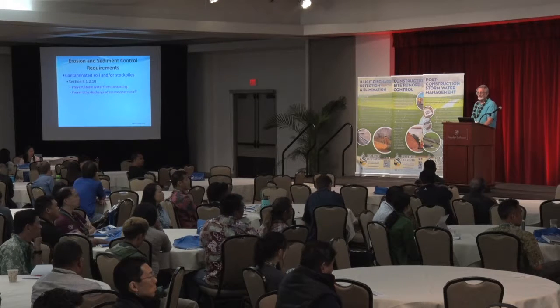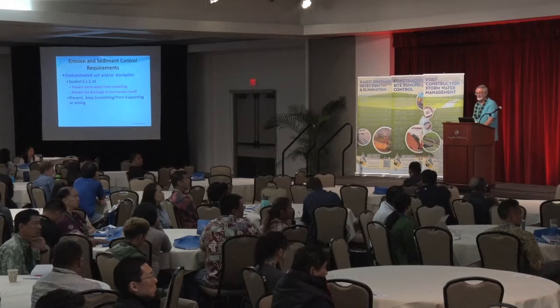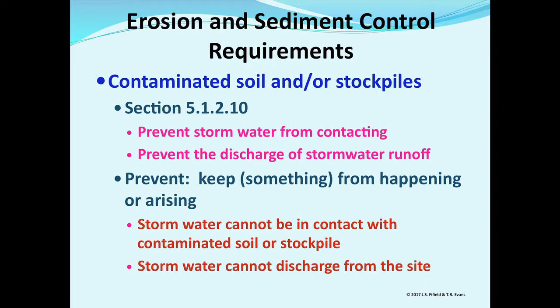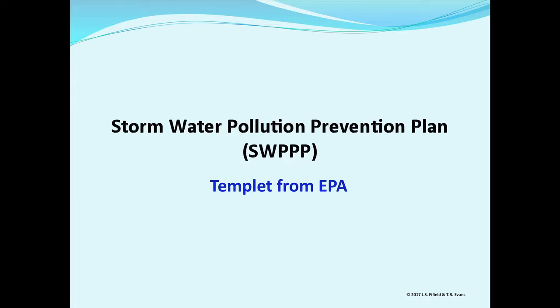Contaminated soils, they have everything involved on that. And remember, prevent means it cannot happen. So if we're to prevent the discharge of stormwater onto contaminated soils, that means you cannot let that occur. How are you going to do it? I don't know. You have to talk with the contractor, talk with the regulatory people, and everybody to make it work. So these are all things that we need to be interested in.